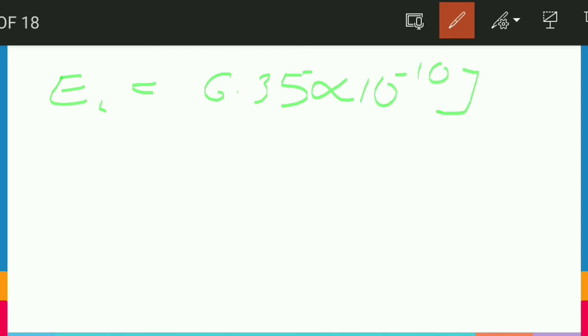E final, what we can write, E2 equals to... you have seen the capacitance has got halved, so the energy will also get half, so it will be equal to 6.35 into 10 to the power minus 10 joules. So friends, now concentrate on the fourth part. What it says: work done by the person in pulling the plates apart.